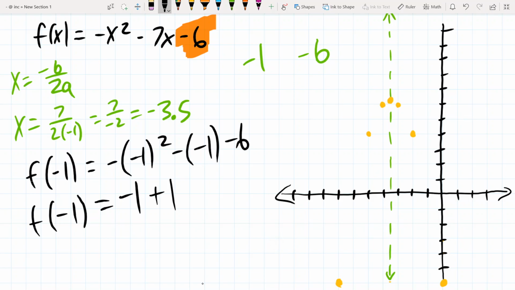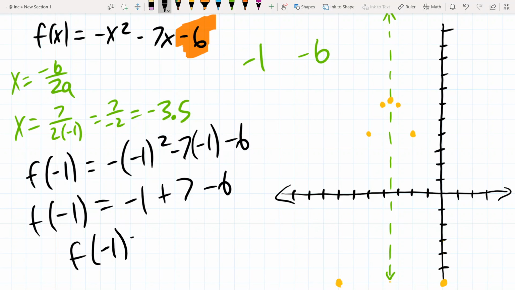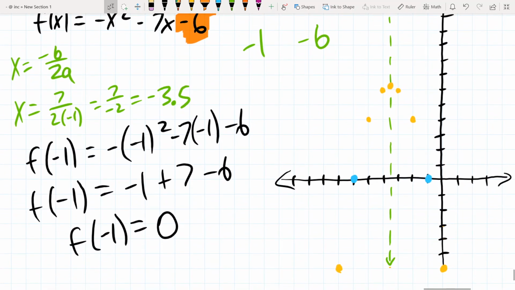Wait a second. I wrote something funny. Let's go back. I never wrote the 7 in here. Okay, so this was supposed to be minus 7 times -1. There we go. Okay, so again, we're starting with a -1. Then you're adding 7, then you're subtracting 6. And as expected, that comes out as 0. So that gives us this point right here, and that gives us this point right here, which are our 2 solutions. So our solutions are x equals -1 and x equals -6.